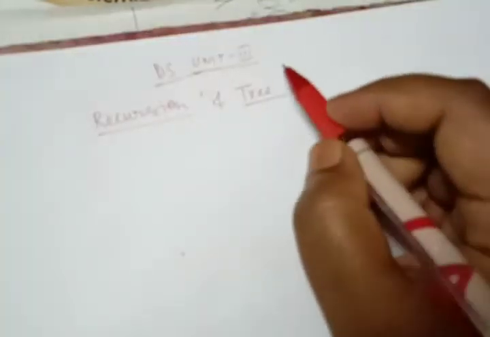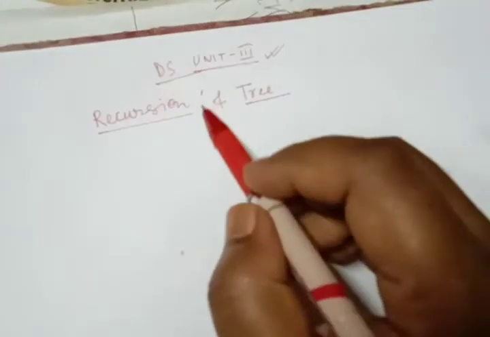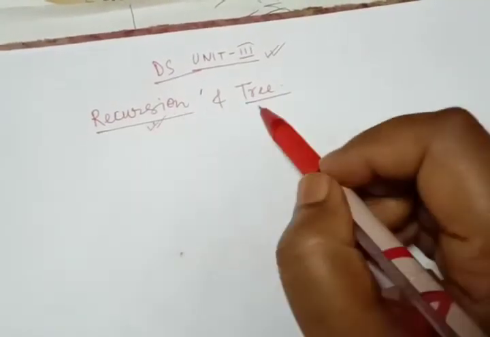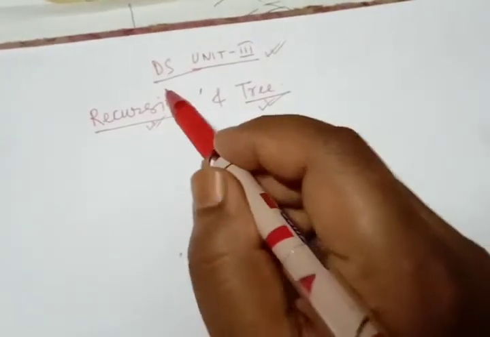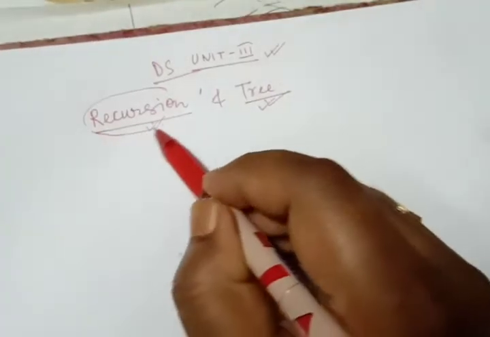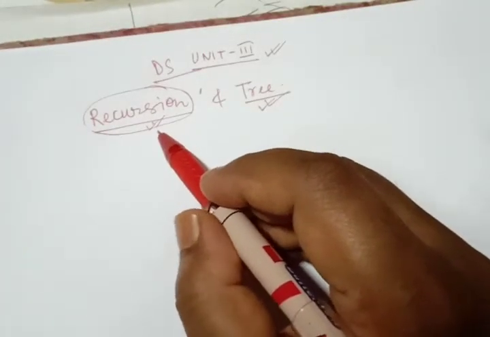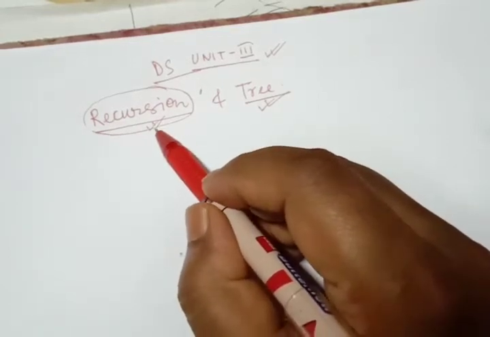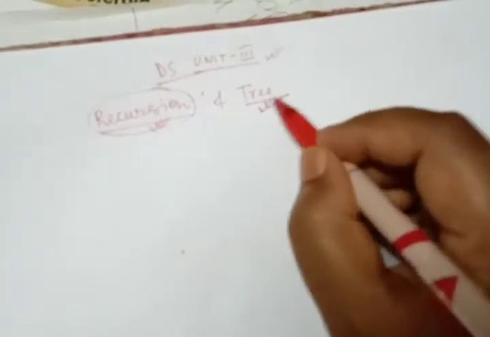So in this video I am going to start your data structure unit 3, and in data structure unit 3 there are two parts. One is recursion, another topic is tree. As you have already covered recursion in the first semester in programming language, I am not going to cover that part. You do it by yourself, and I will cover this topic, the tree.